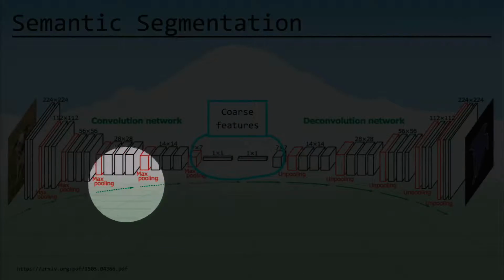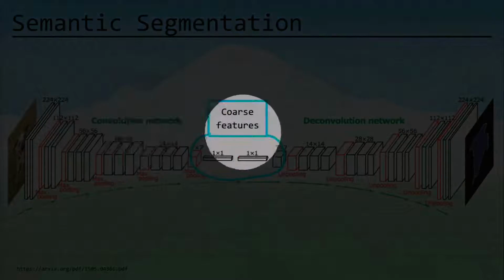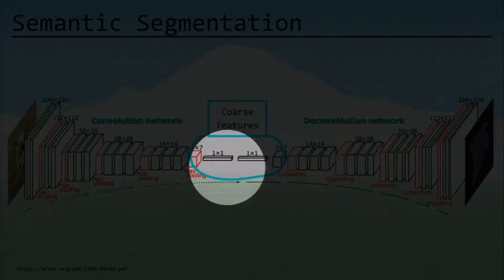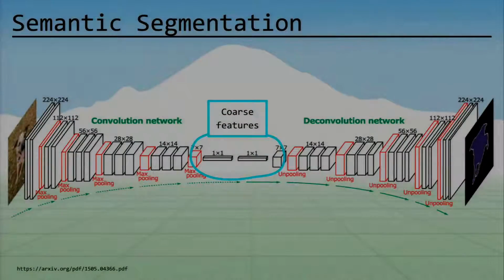Remember that this network was originally designed just to predict what class is in an image, not necessarily where all of the pixels were for that thing. So we have a convolutional network that's encoding these really coarse features, and then a network whose job is to take those coarse but semantically meaningful features and turn them into this segmentation mask.